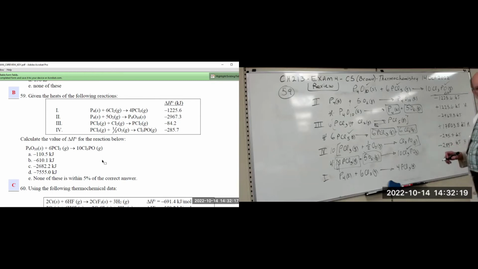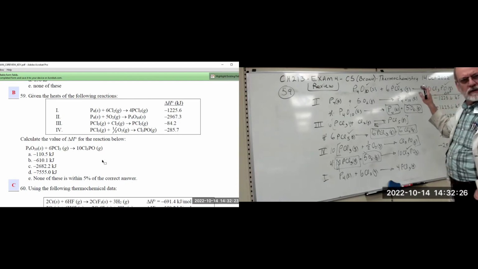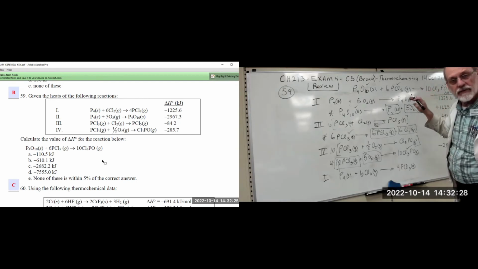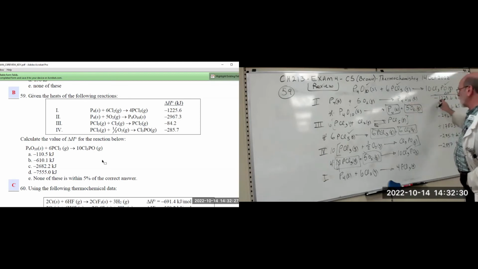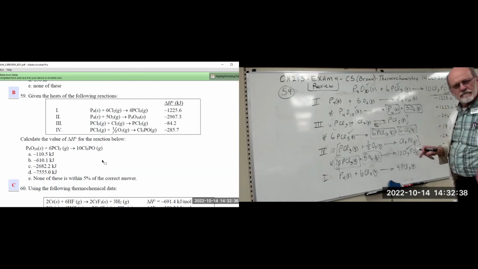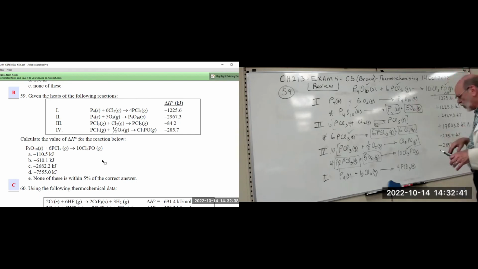Oh, wait a minute. No. Oh, you know what? I put the wrong value here. This one is 2967.3. Hold on a second. Hold everything. I got everything out of whack here. So let's start over on these. The equations are right.